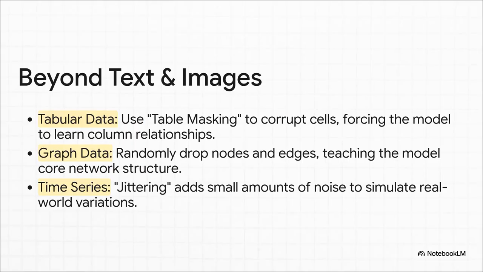And listen, this isn't just for pictures and words. These ideas apply to almost any kind of data you can think of. Got tabular data, like a spreadsheet? You can black out some of the cells. Working with graph data? You can randomly add or drop connections between nodes. And for time series data, you can stretch the timeline a bit or add a little bit of noise. It's a ridiculously versatile toolkit.